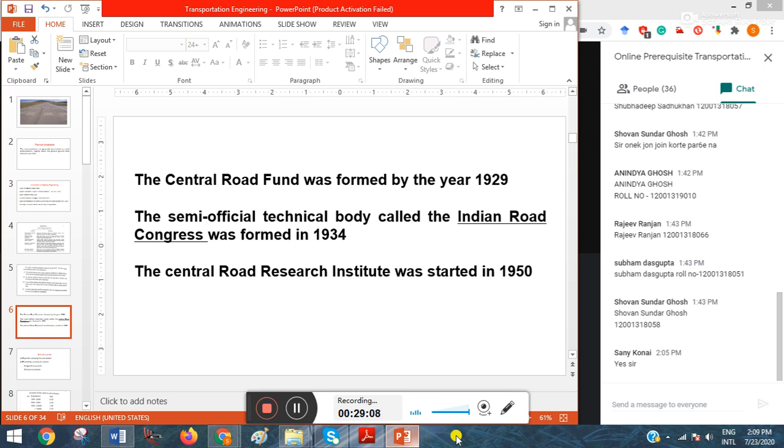In our road history, also one thing is there, that is Nagpur Road Conference. Okay, Nagpur Road Conference is one of the parts of our road history.